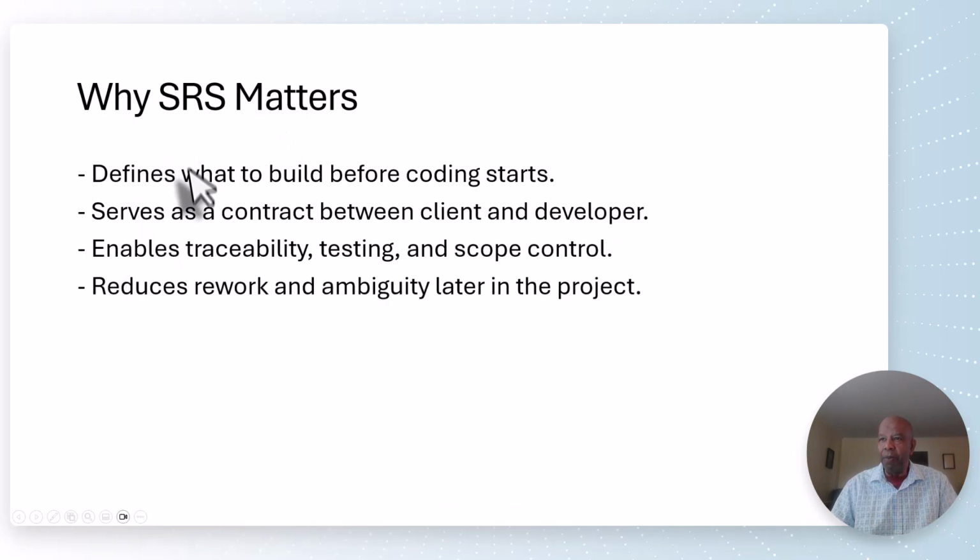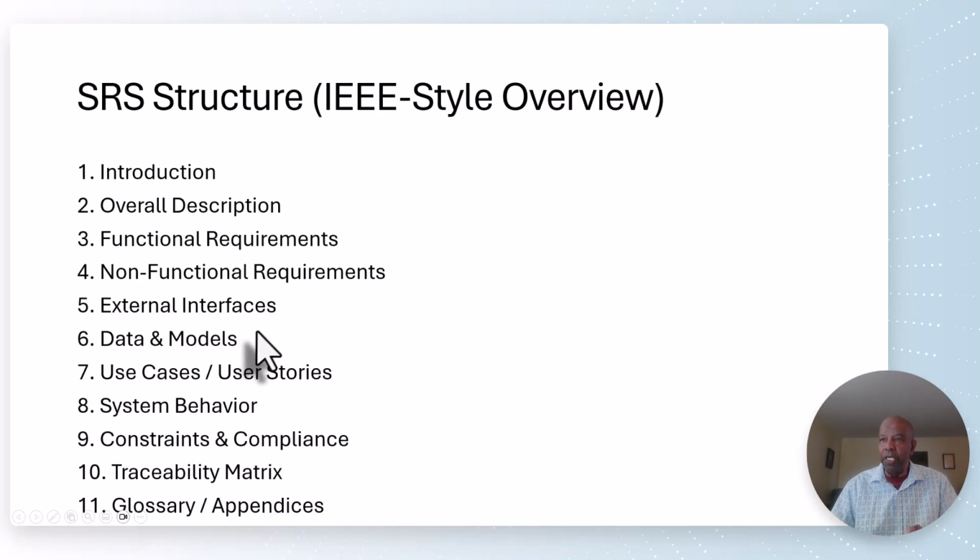Okay, why does it matter? It defines what is to be built before coding starts, serves as a contract between the client and developer, enables traceability, testing, and scope, and reduces rework and ambiguity. We're going to list these, and I think some of your homework assignments have to do with the SRS providing this information.